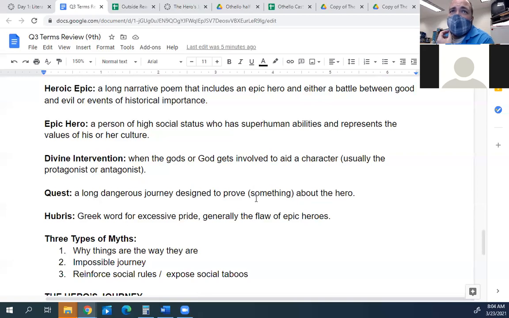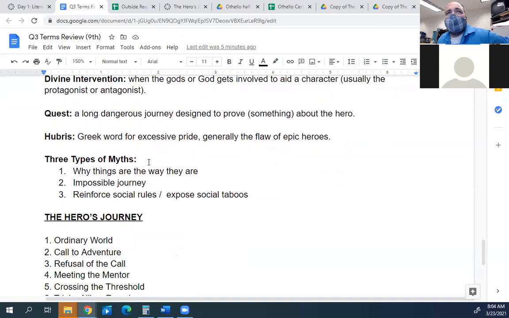Hubris, that's the Greek word for excessive pride, generally the flaw of epic heroes. It's in a lot of myths. Icarus, Arachne may show up in the myth I ask you to read. Then we looked at the 3 different types of myths. I do expect you to know those 3 types of myths going into this assessment.